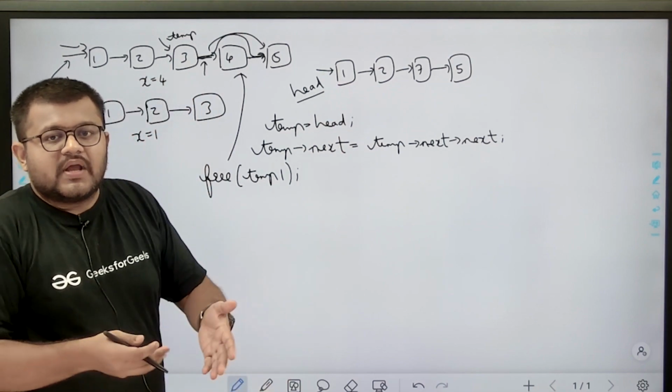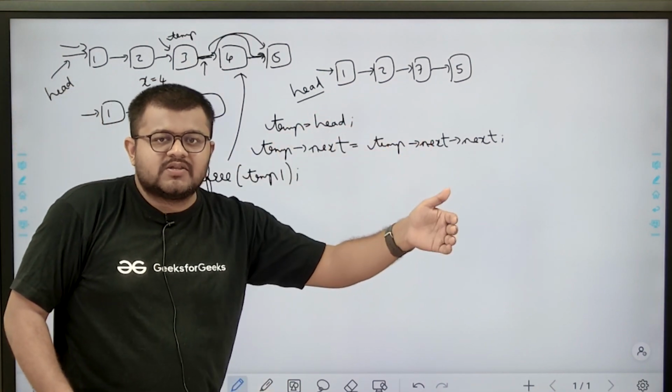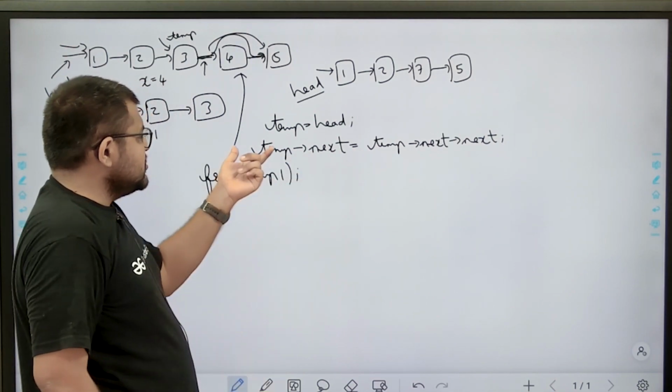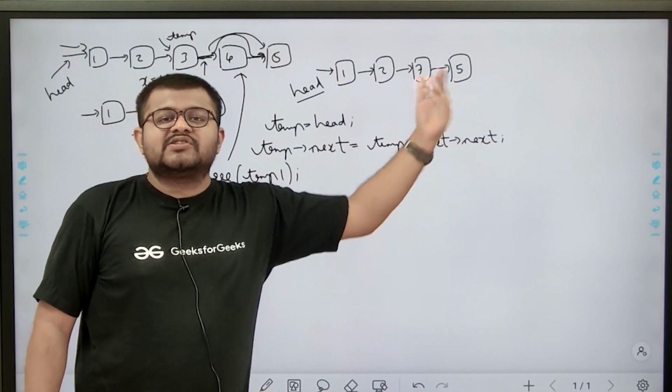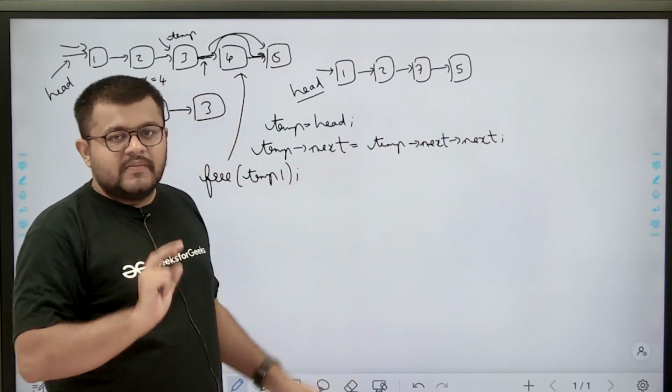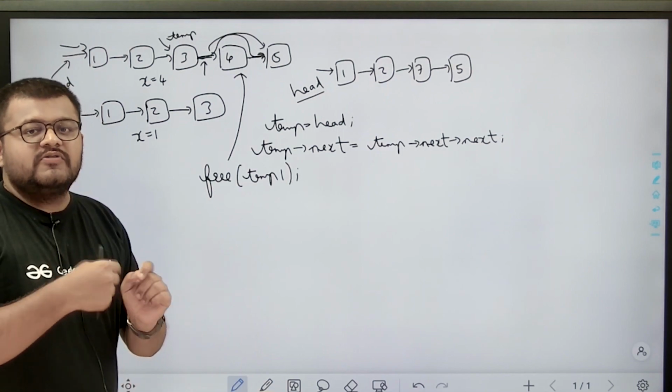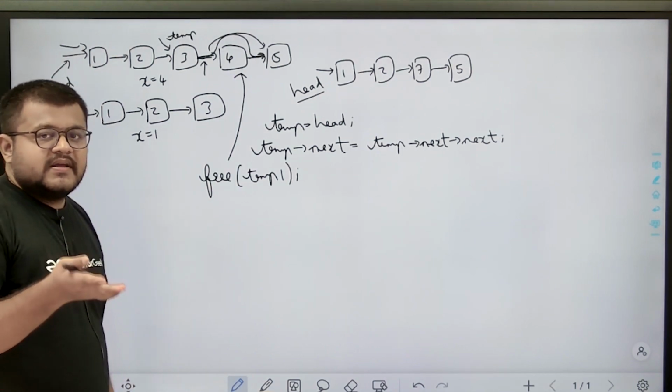So to conclude, if I want to delete the xth node, I can traverse up till the x minus 1th node and then set temp next equal to temp next next. That node will be removed from between, and I can also free the memory occupied by the node which is to be deleted. One corner case can be what?